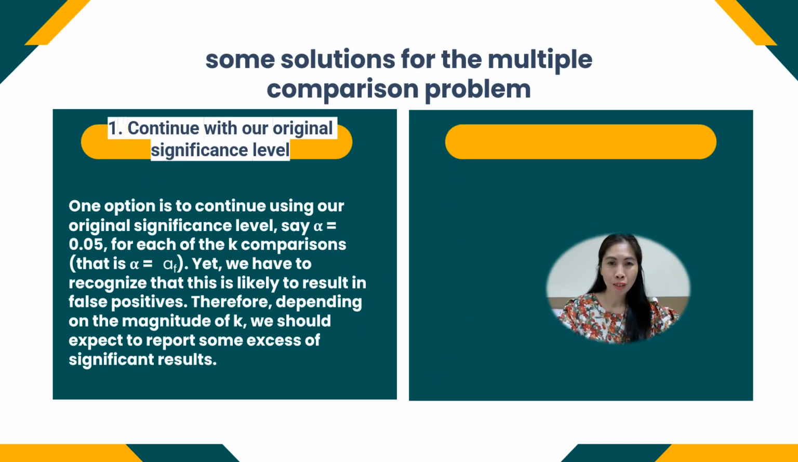Some solutions for the multiple comparison problem. Continue with your original significance level. One option is to continue using your original significance level, say your alpha is equal to 0.05 for each of the k comparisons. Yet, we have to recognize that it is likely to result in false positives. Therefore, depending on the magnitude of k, we should expect to report some excess of significant results.